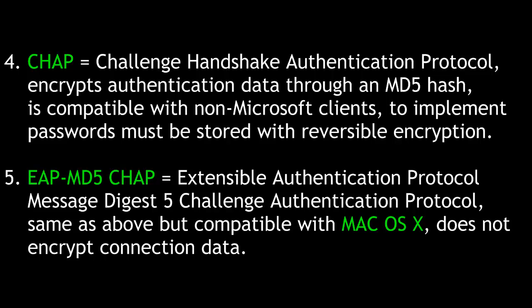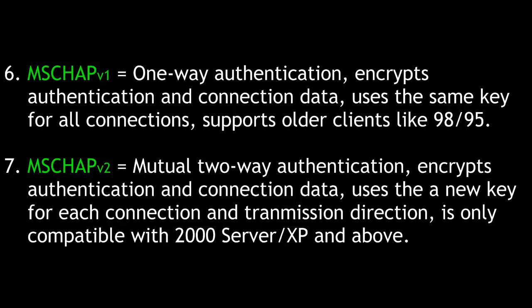The next option, EAP MD5 CHAP, is Extensible Authentication Protocol with an MD5 hash, also Challenge Handshake Authentication Protocol. And combining these two, it's compatible with Leopard or Tiger Mac OS X. It does not encrypt connection data. The next two are used most frequently on Microsoft networks, and this is MSCHAP version 1 and MSCHAP version 2. Version 1 provides one-way authentication. It encrypts authentication and connection data, but uses the same key for all connections. Because of this, it supports older clients like Windows 95 and Windows 98.